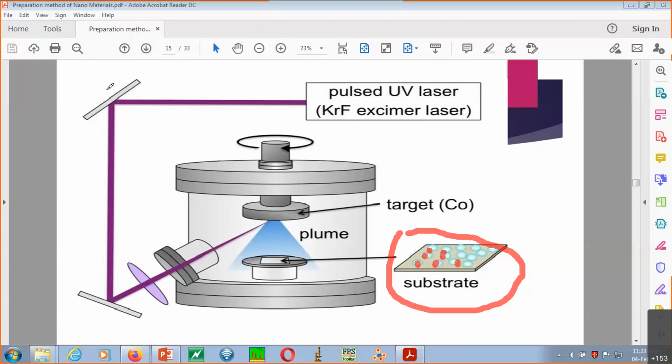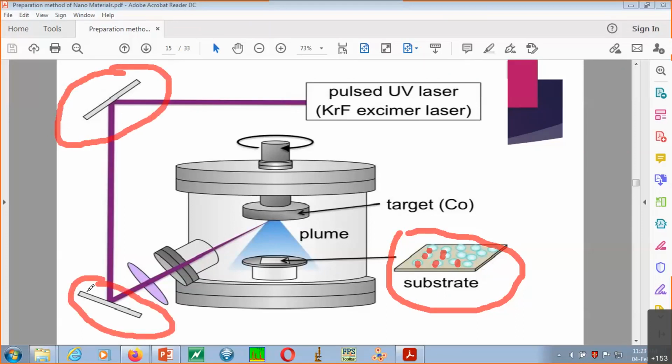And now coming to the important point of this reflector, can anyone point it out? What is the role of reflector? Anyone? Is there anyone who can say what is the role of substrate? What is the role of reflector?